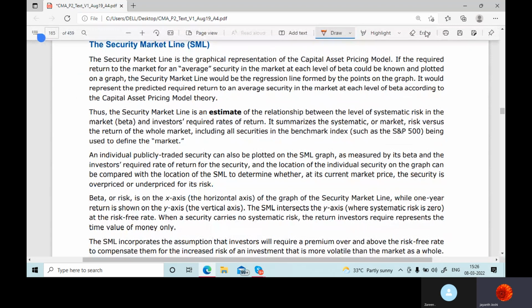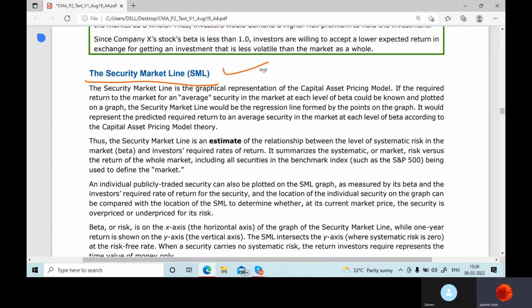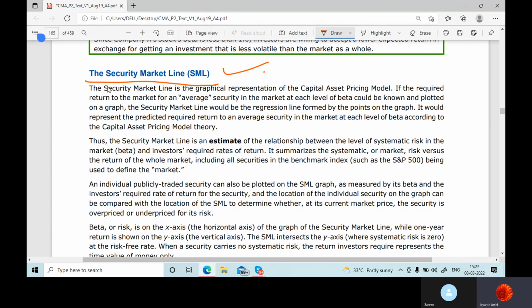Then we will discuss the security market line. The security market line is the line which gives you the combination of risk and return: for what risk, how much return you should get. That is what the security market line is all about. This security market line is nothing but the line of CAPM. Let's see how.